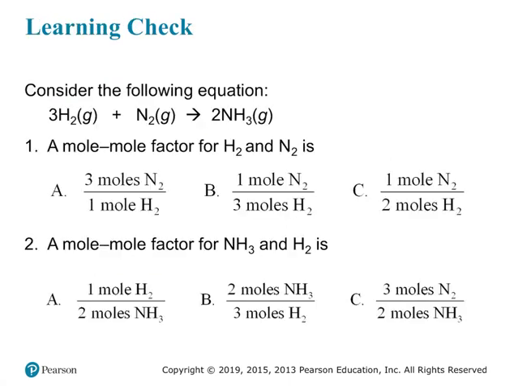So let's test our understanding of these conversion factors. We're going to consider a different equation where 3 moles of hydrogen gas reacts with 1 mole of nitrogen gas to produce 2 moles of NH3, which is ammonia. So now let's say we're comparing hydrogen and nitrogen, and we want to write a conversion factor for those. Which of the following options would represent the ratio between hydrogen gas and nitrogen gas? Is it A, B, or C?